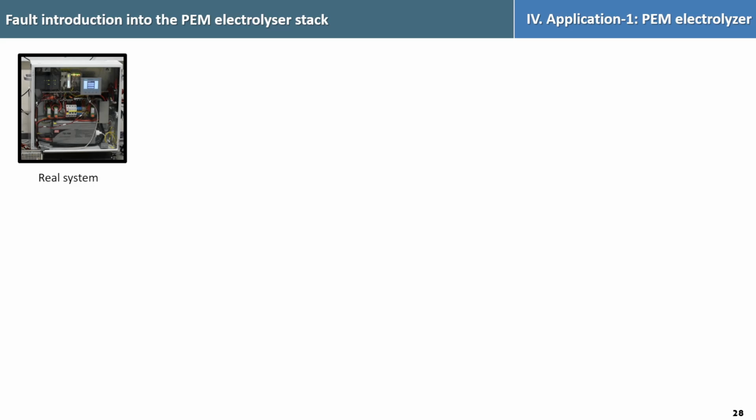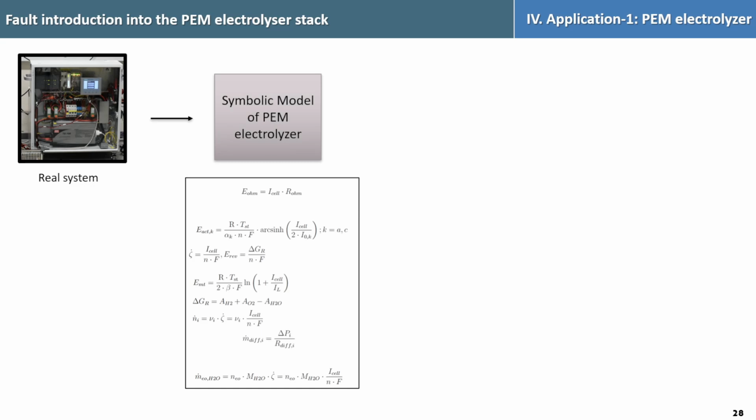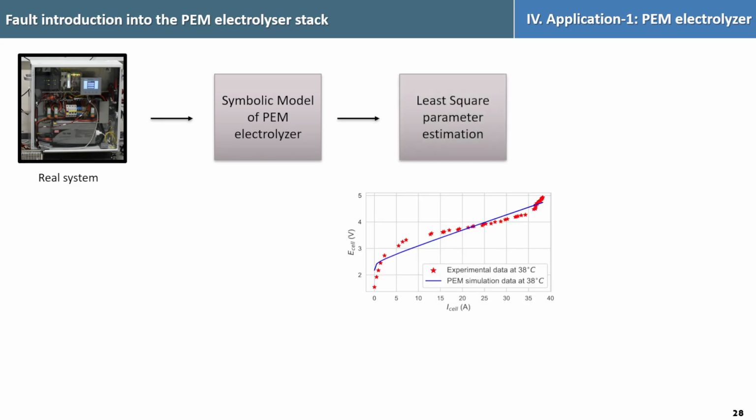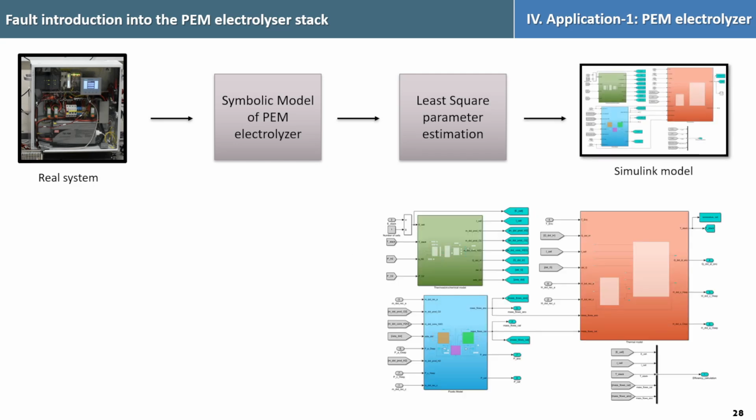Now let's explore how we introduced faults in our system. Starting with the real system, we created a symbolic model of the PEM electrolyzer using physics. After obtaining the symbolic model, we performed parameter estimation using the least square method, where we obtained 1 day of training data, and the fitted data closely matched the experimental data. After parameter estimation, we built a simulating model where we already know the value of the parameters by our least square fitting, a digital twin of the real system.